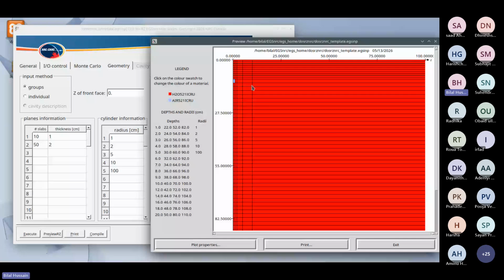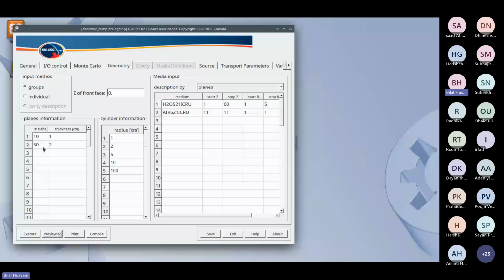We can change this to whatever you need. Suppose, for example, instead of 2, I make all the thicknesses 1 centimeter only. I'm changing it to 1. So I have 10 slabs made of 1 centimeter, and again 50 slabs made of another 1 centimeter. I'm going to save it and visualize it now. You can see all are made of equal thicknesses.